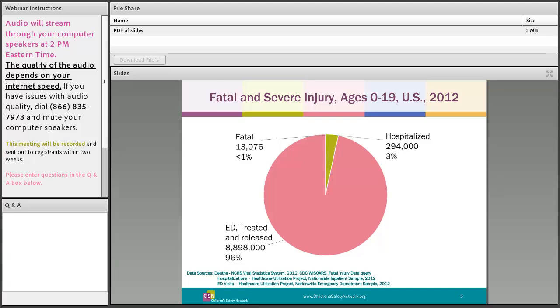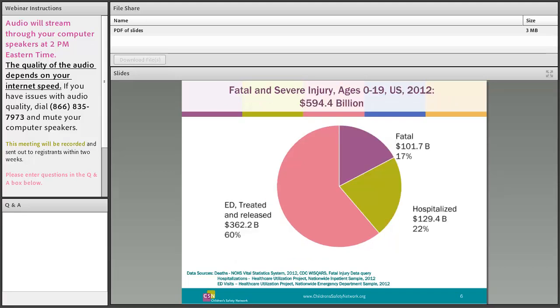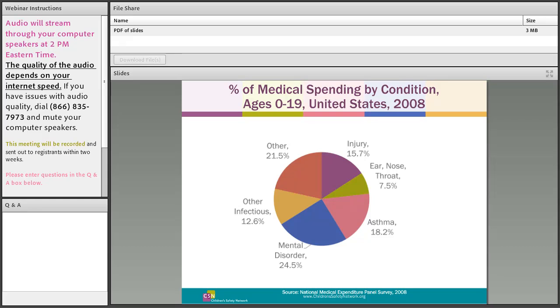But when you look at the cost of these injuries, the medical, the work loss, and quality of life costs, the pie looks a lot different. By adding these measures of medical spending, quality of life loss, the impact of disability impairment, of the severe hospitalized injuries, and fatalities, the picture looks very different. And in 2012, injuries to kids and teenagers cost society $594 billion.